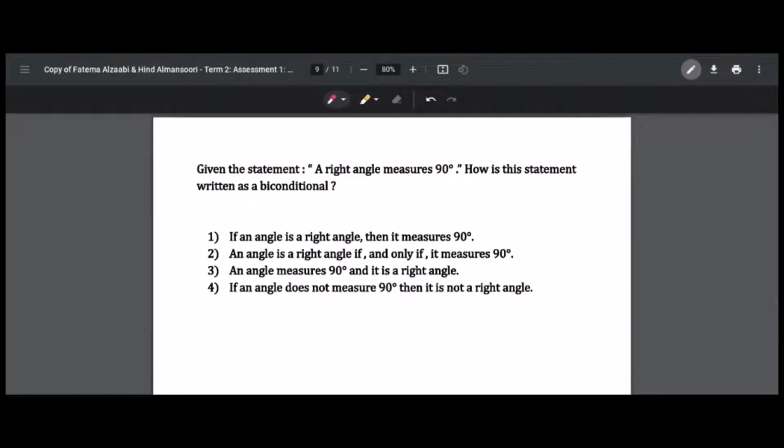Given the statement, a right angle measures 90 degrees, how is the statement written as a biconditional? Is it: if an angle is a right angle, then it measures 90 degrees. An angle is a right angle if and only if it measures 90 degrees. An angle measures 90 degrees and it is a right angle. If an angle does not measure 90 degrees, then it is not a right angle. The right statement is 2: an angle is a right angle if and only if it measures 90 degrees.